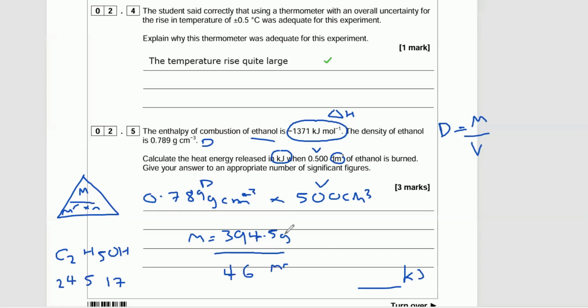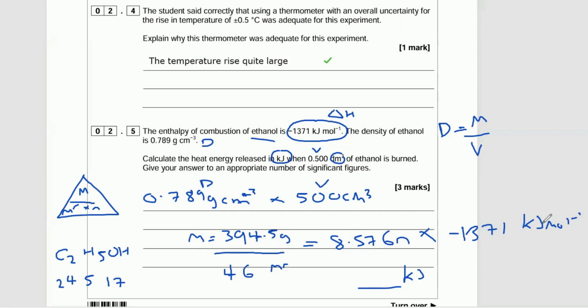So we're going to go 394.5 grams of mass. We worked that out by density times volume, divided by the Mr of ethanol, which is 46. That is going to give me 8.576, and that's my amount of moles. So what I'm going to do is multiply those moles by minus 1371 kJ per mole. By doing the times in the moles, you're cancelling the moles out, and we're going to be just left with the kilojoules. So let's do that.